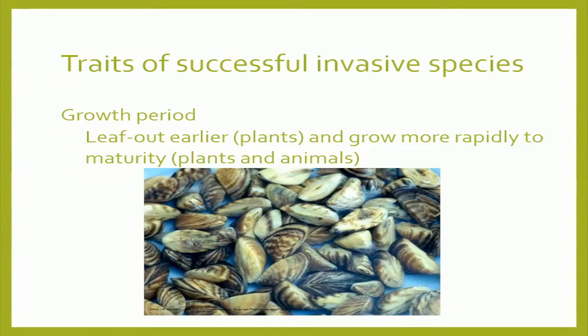Invasive plants and animals tend to grow quickly. For plants, they can also leaf out earlier than native plants, getting more sunlight and shading out native plants. Not only are zebra mussels prolific, but they mature and grow quickly. Have you noticed that zebra mussels possess many of these traits?